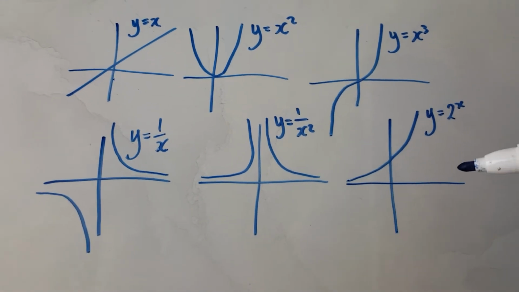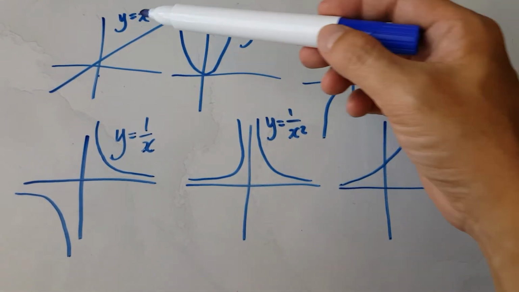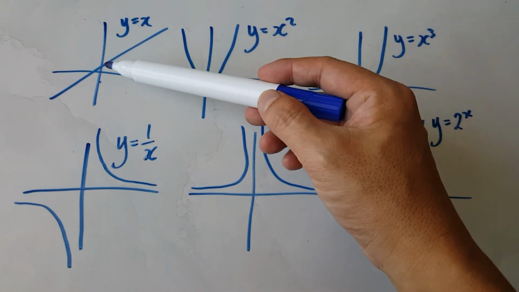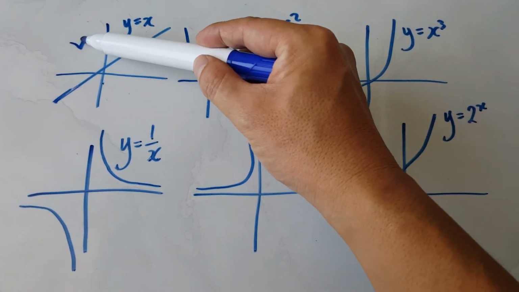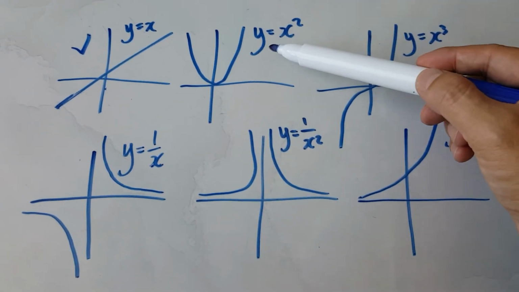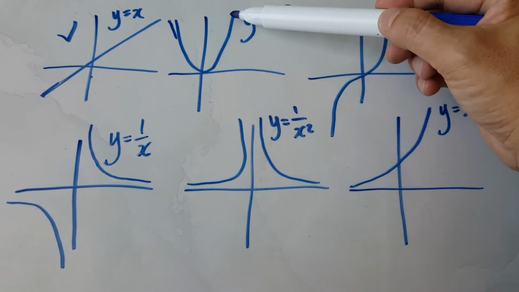So just a quick summary of all the graphs that you should know by now. So y equals x, you should know what this graph looks like. It's just a straight diagonal line. I'm expecting you to know this by now. Y equals x squared, you should know it should look like this.